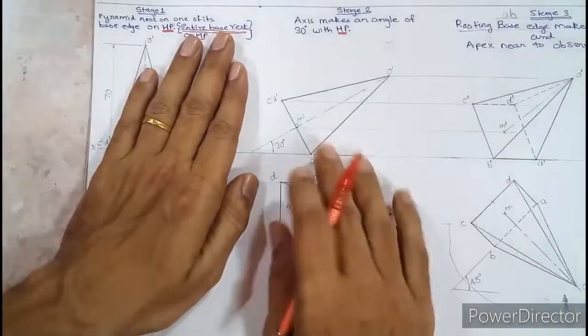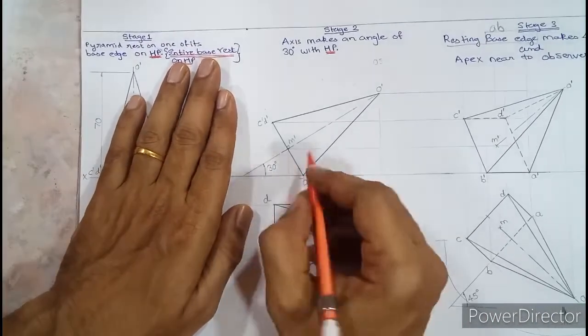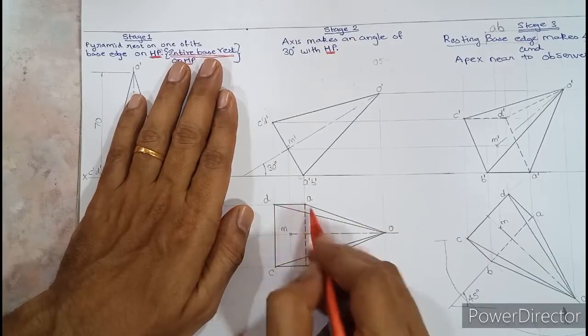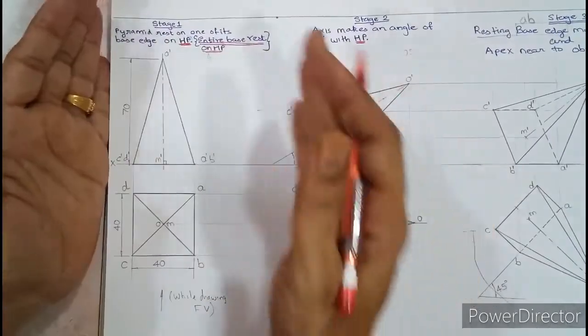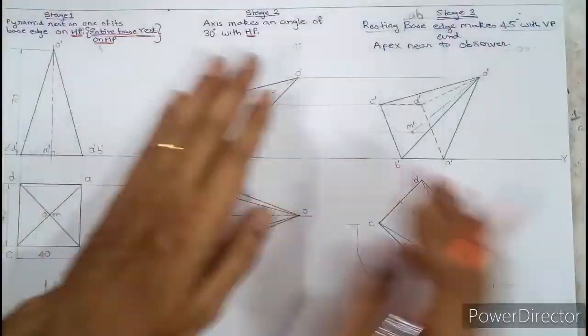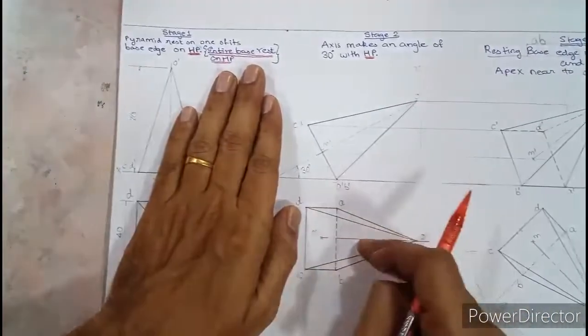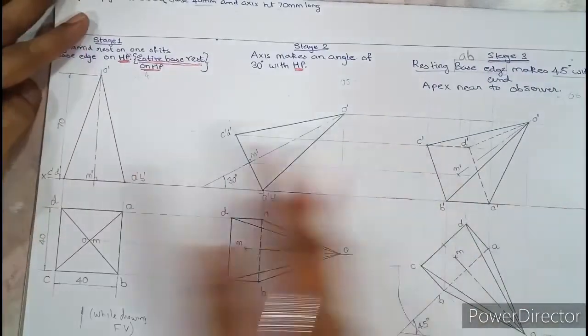If you look at this diagram, even in this diagram, this is no longer a square. It has turned into a rectangle. Only the first diagram is the true one. So therefore, you cannot draw the third diagram without the help of the second. And you cannot draw the second without the help of the first. So they are interconnected.